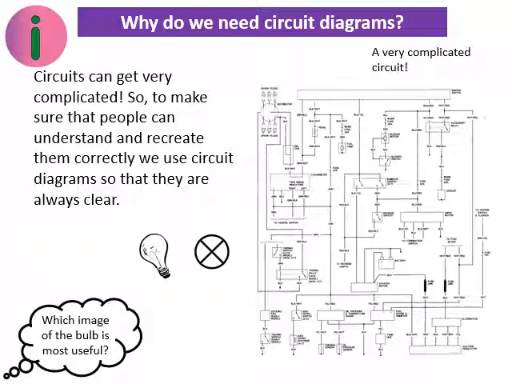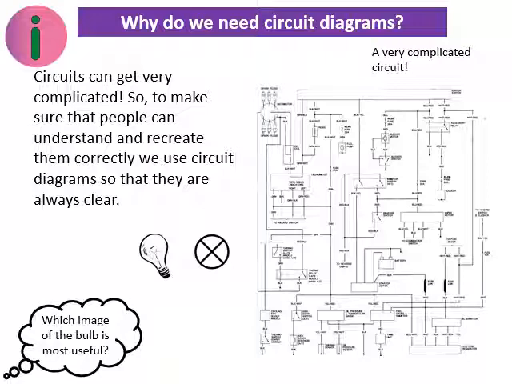So circuits can be quite complicated. If you look on the right side, this massive messy diagram is a circuit diagram, and that's for something really complicated. I'm not actually 100% sure what it's for, but it's something very complicated. Because they can get so complicated, it's really important that people can understand and recreate them correctly. So we use diagrams like that to make sure that they're always clear.